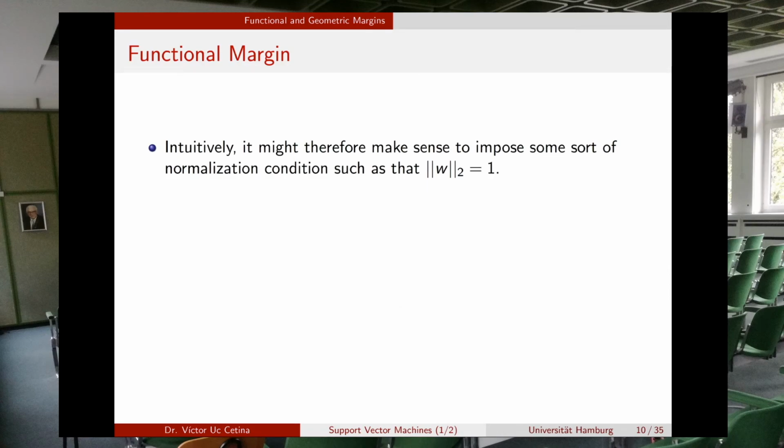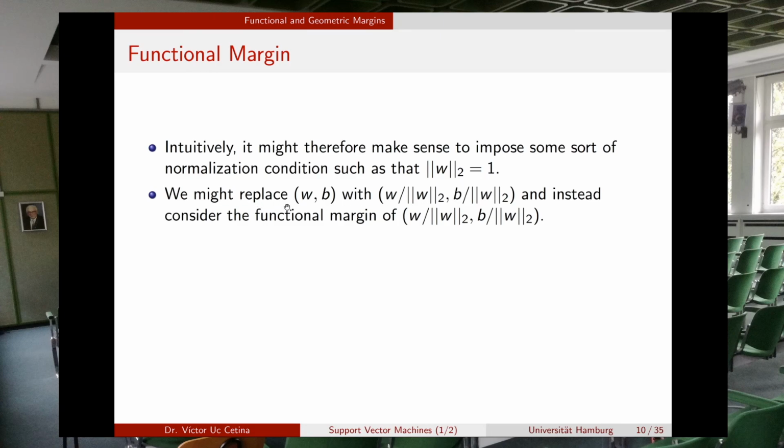Intuitively, it might therefore make sense to impose some sort of normalization condition. It is good that we can scale the vector of parameters, but this could also be misleading at some point. So it is a good idea to normalize this vector of parameters, and in this case we're going to normalize it to be 1. We might replace then w and b with w divided by the norm of w, and the same for b divided by the norm of w. And by doing this, we are normalizing the functional margin.